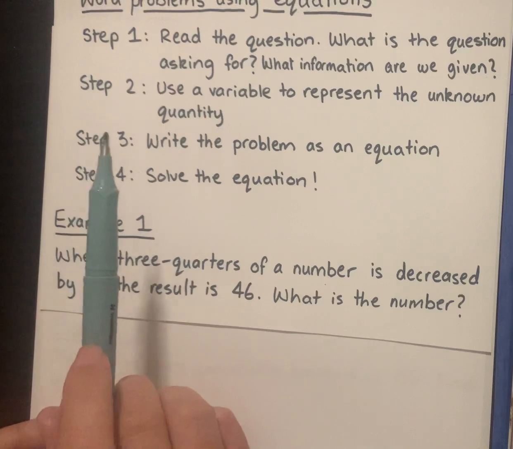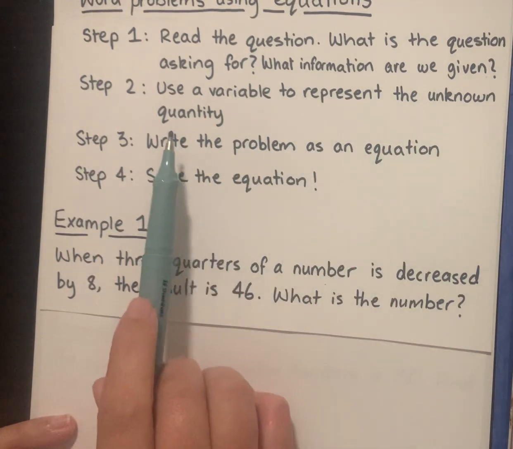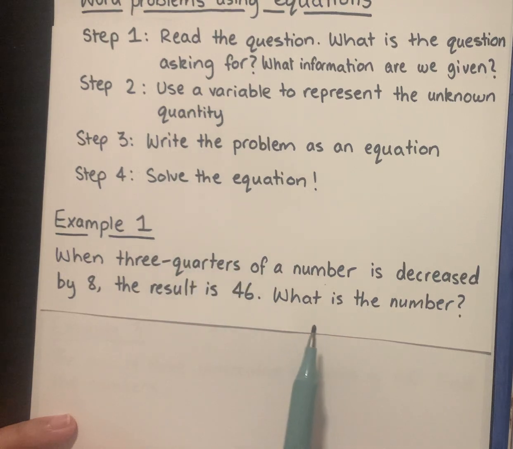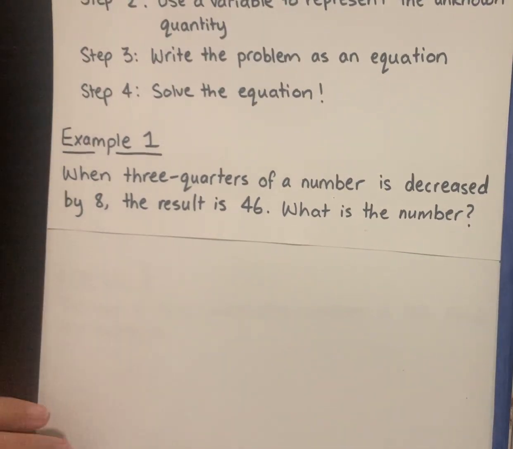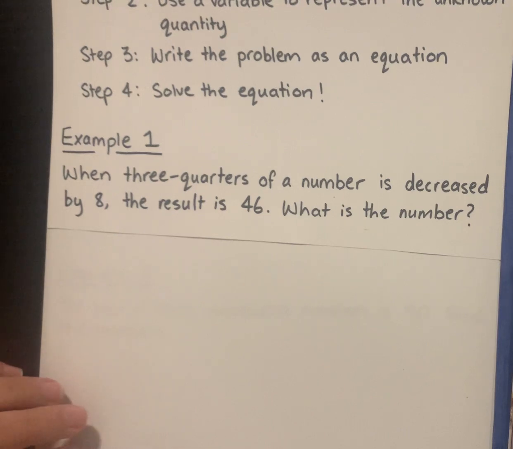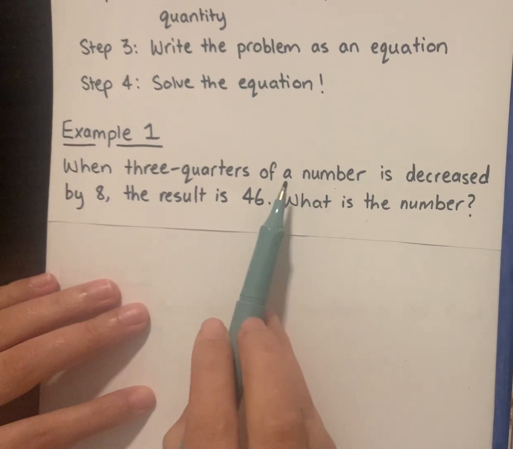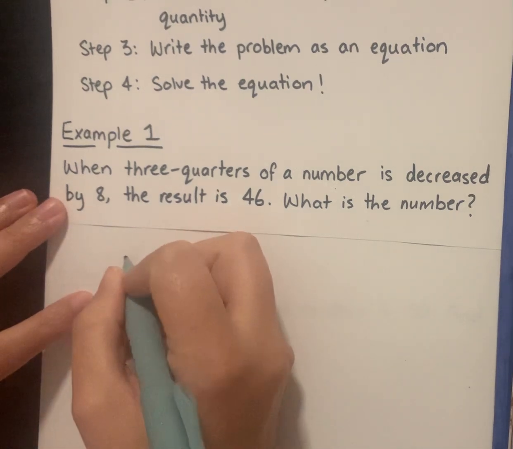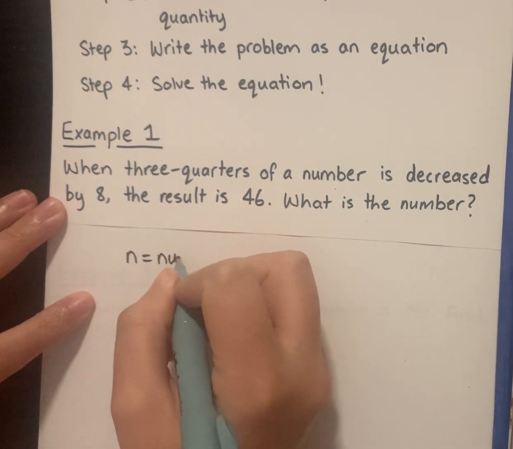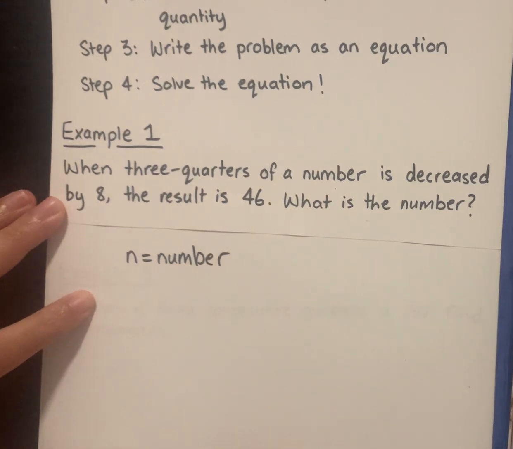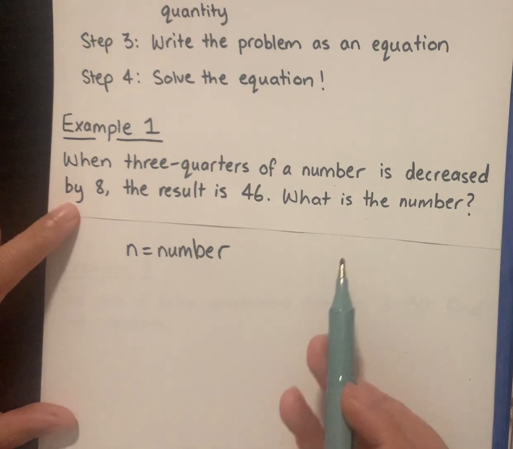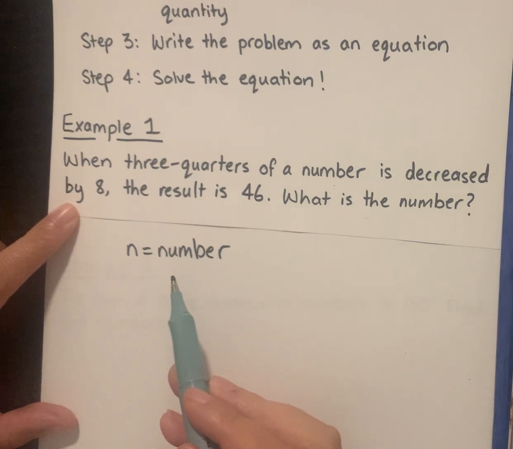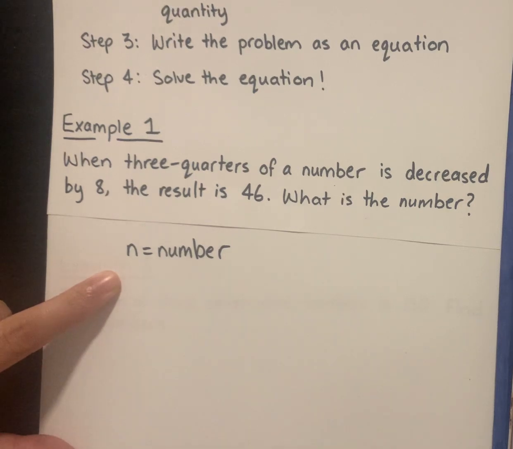So step 2, use a variable to represent the unknown quantity. We said that the unknown quantity was the number. Some people like to use x. When it says a number, I like to use the variable n, just because n for number, so I won't forget what it is. So let's say that n equals the number. If we can find n, then we're going to find what the number is. We don't know the number yet, so we can't write a value in for that just yet. Okay, so we've done step 2.